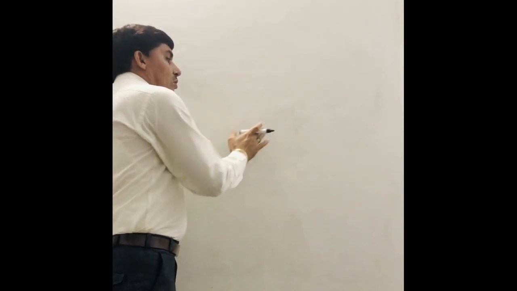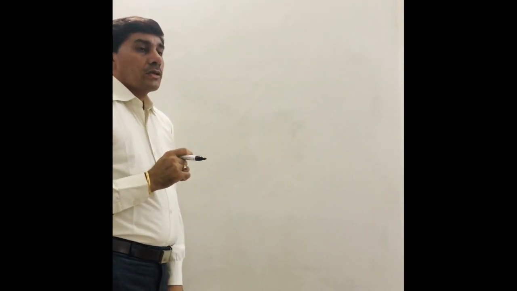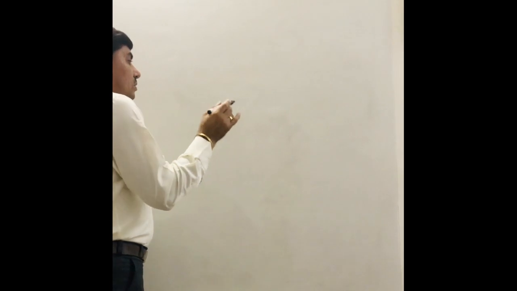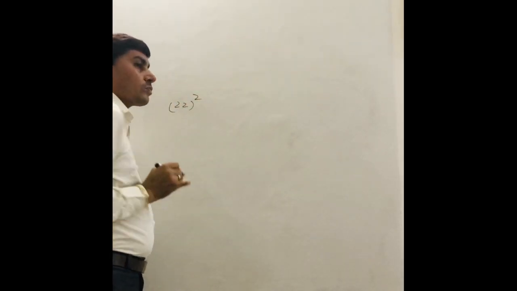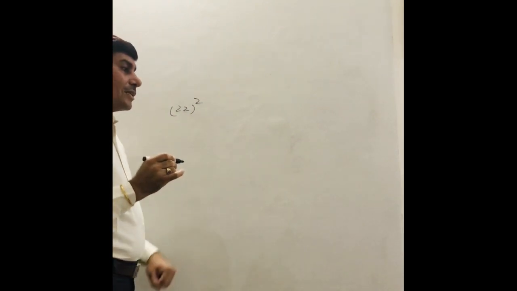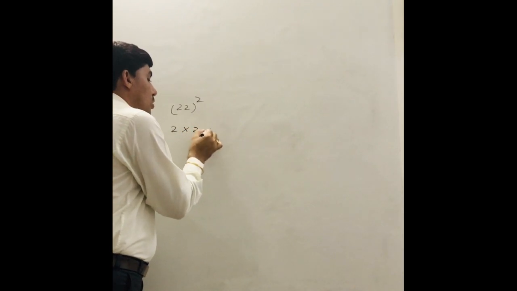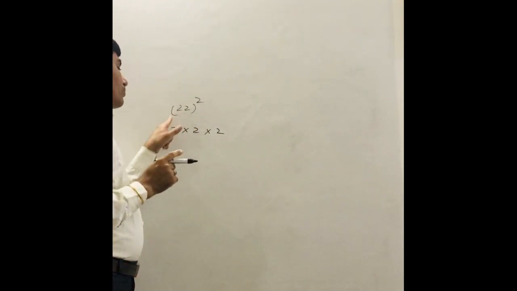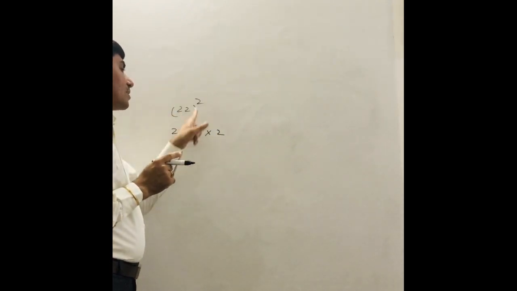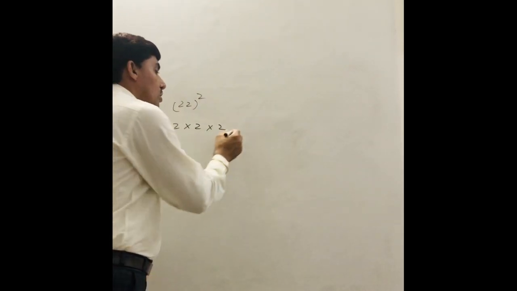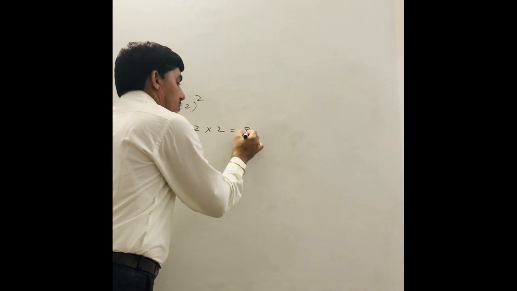We can find the square of two digit numbers using another method. In another method, we can find the square. Let the square of 22. Now in this method, we have to multiply 2 into 2 into 2. This 2 is the first digit, this 2 is the second digit, and this one is the square. That means 2 into 2 into 2 is equal to 8.